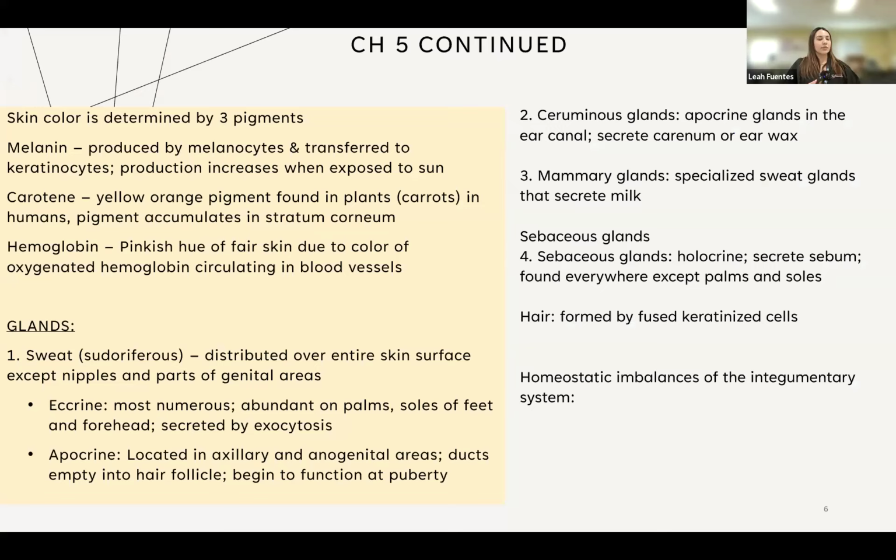Okay, and then continuing on with the integumentary system, we have skin color, which is determined by 3 pigments. The big one that we talk about in class is melanin, which, again, we talked about, is produced by melanocytes. These are then transferred to keratinocytes, and then the melanin production increases when exposed to sun.